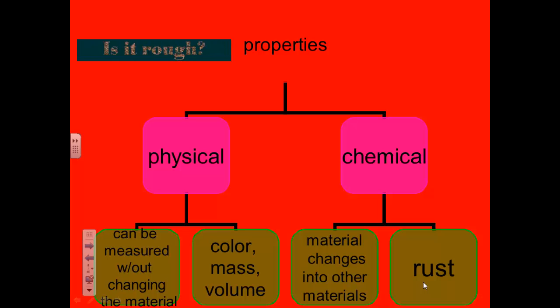Here again, in a chart form, are physical and chemical properties of elements. Physical properties can be measured without changing the material. They're able to be seen. These include color, mass, and volume. Chemical changes happen when material changes into other materials. For example, when steel rusts, it is now made up of different materials.